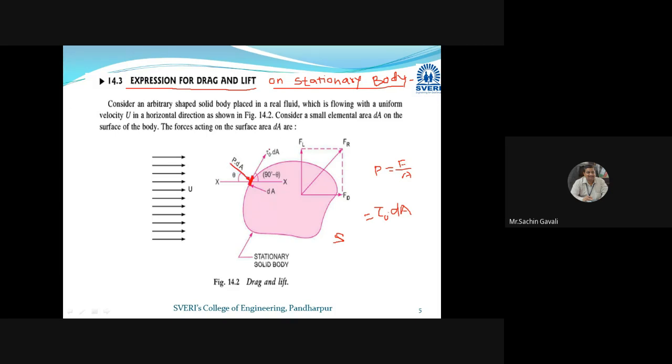Tau dA. Now let us consider that this PDA component is making angle theta with the horizontal. So this angle is theta with the horizontal. This PDA, we know that it is normal to the surface. Therefore, this angle is 90 degrees. So this is theta, this is 90. Obviously, this angle plus this angle plus this angle will become 180. So theta plus 90 should be subtracted from 180, so it will become 90 minus theta.